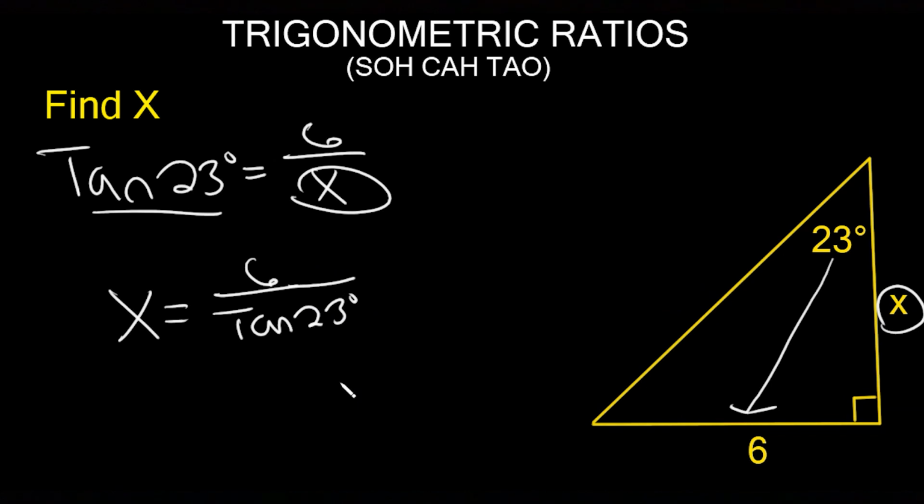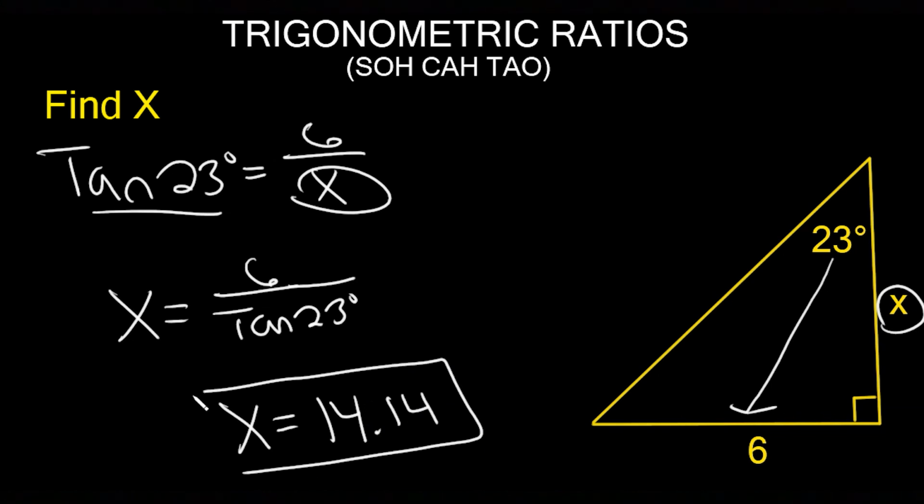Okay? So I'm going to go ahead and plug this into my calculator and see what we get. So again, you're going to do 6 divided by tangent of 23 degrees. When you do that, you should get 14.14 when you round to the nearest hundredth. So I'm going to say here x is equal to 14.14. Okay? And this problem's done. All right. Okay, let's try another example.